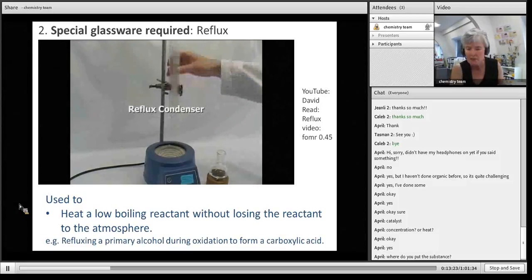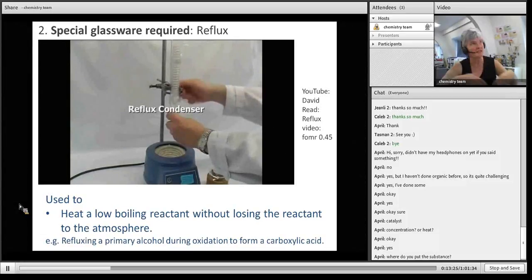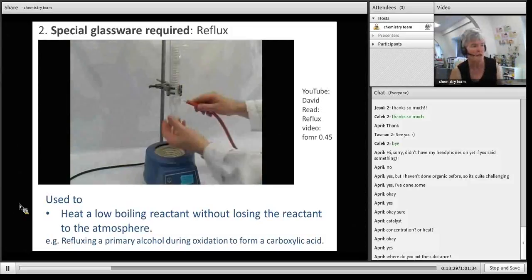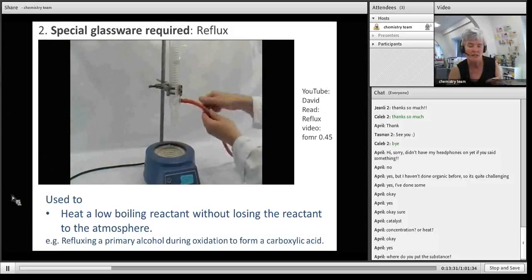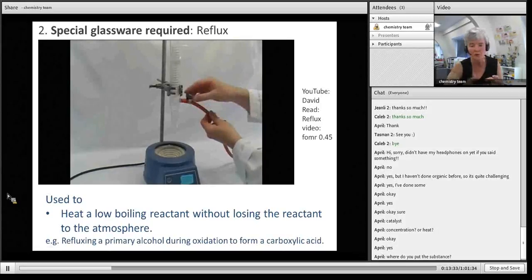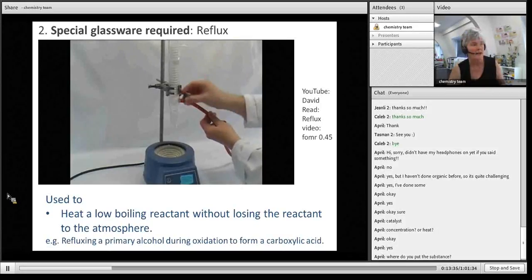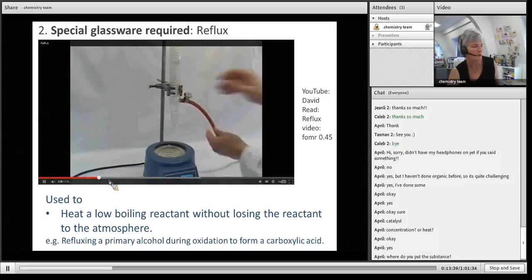But of course, if you heat it too much, it's just going to vaporize, and then it's going to go into the air and disappear. Okay, and you're going to lose all your reactant. So what we do is we heat it to beyond its boiling point, so it vaporizes, and it goes up, and I'm just going to move it along a bit.